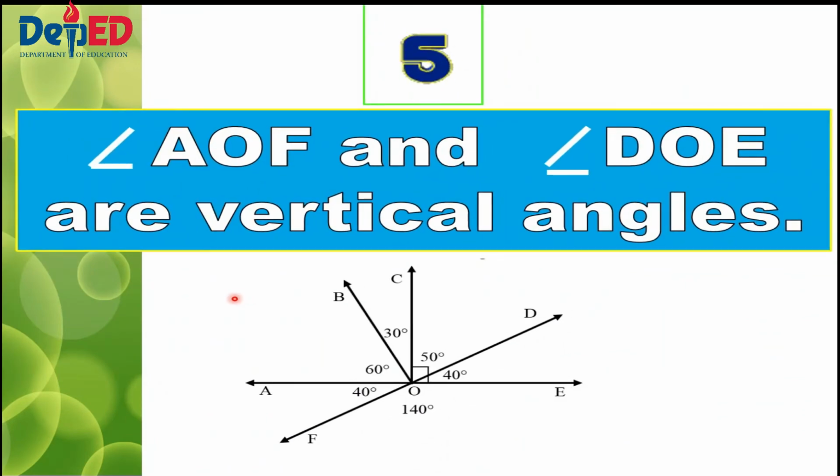And for the fifth statement, we have angle AOF and angle DOE are vertical angles. So what is the answer? Is it true or false? So we have here angle AOF is 40 degrees and angle DOE is also 40 degrees. Okay, your answer is? Very good. The answer is true. Since the measures of the two angles are equal, they are vertical angles.